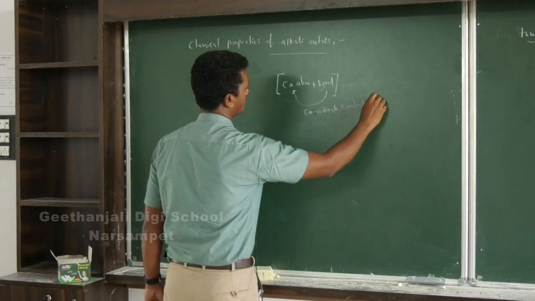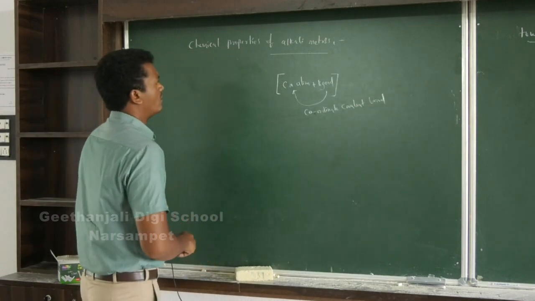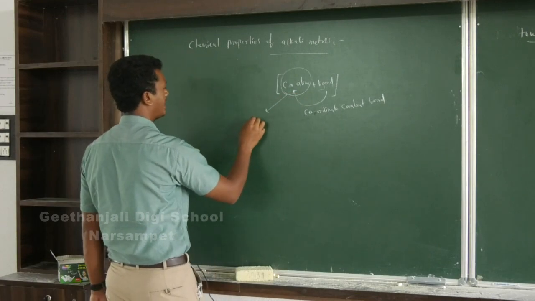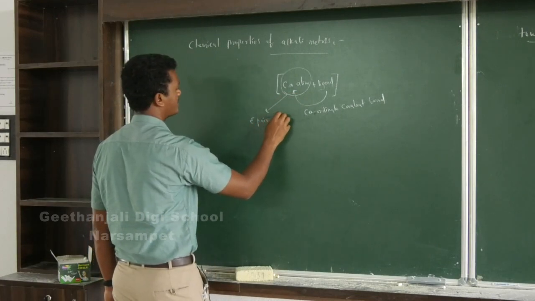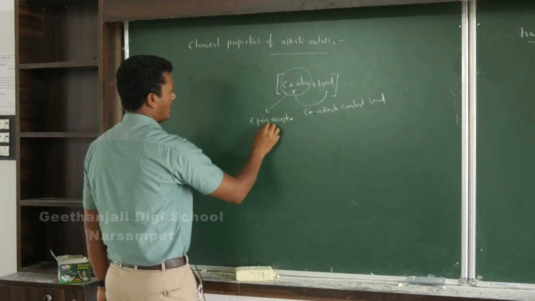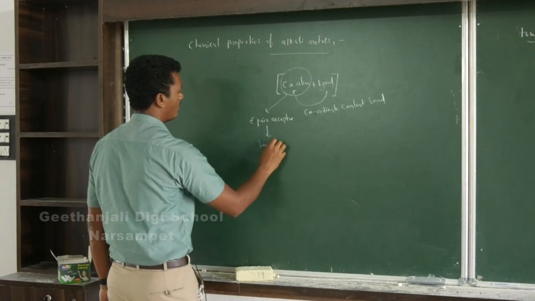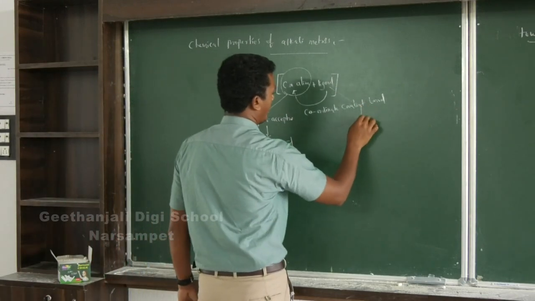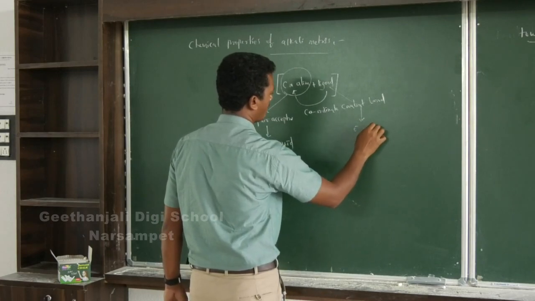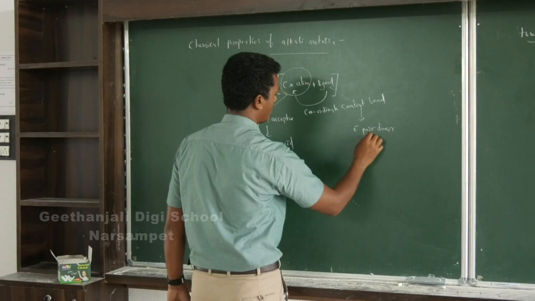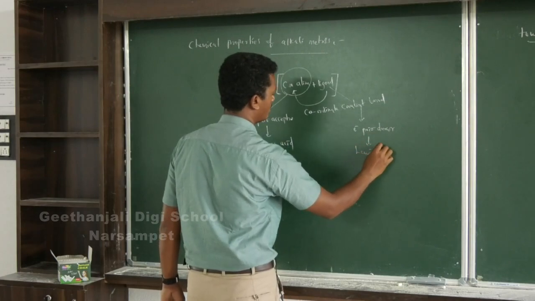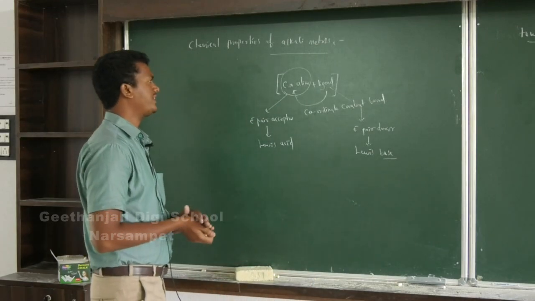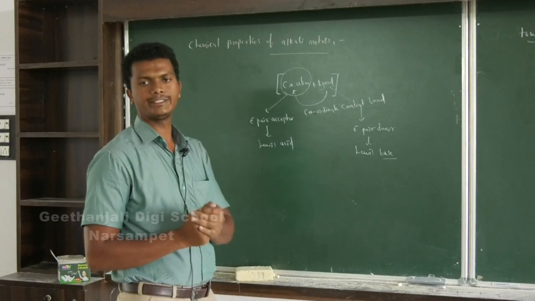Coordinate covalent bond. The central metal atom or ion acts like an electron pair acceptor. An electron pair acceptor is called a Lewis acid according to Lewis acid-base theory. The ligand acts like an electron pair donor, and this electron pair donor is called a Lewis base. So, the electron pair is transferred from the ligand to the central metal atom or ion.